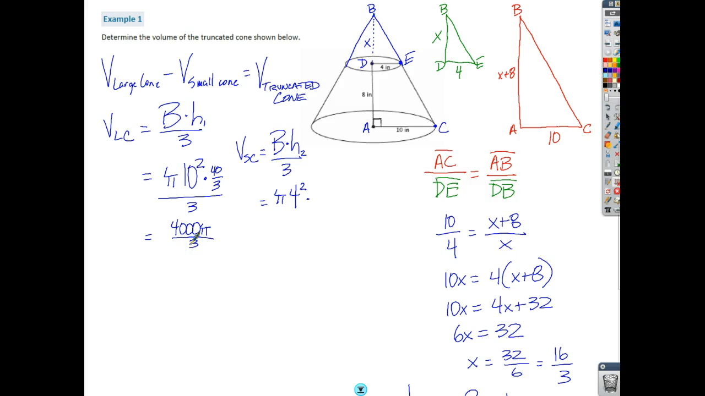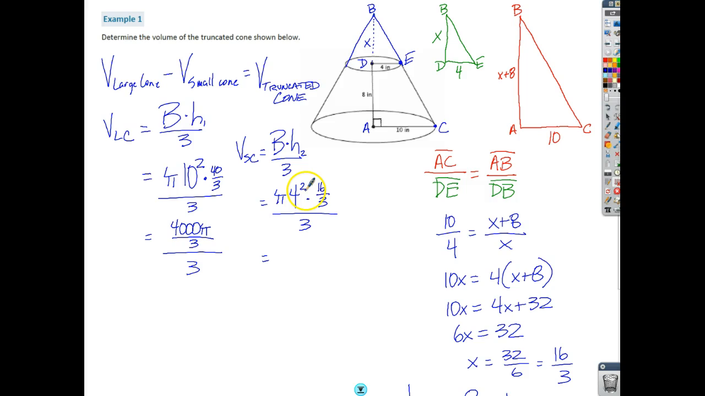Okay, that's the volume of the large cone, right? That's this part. So now what I have to do is take whatever that is and divide it by 3. Hopefully you're okay with that. Then same idea with the small cone, right? I know that the height here is 16 thirds, and then I'm going to take all that and divide by 3. So let's do this.